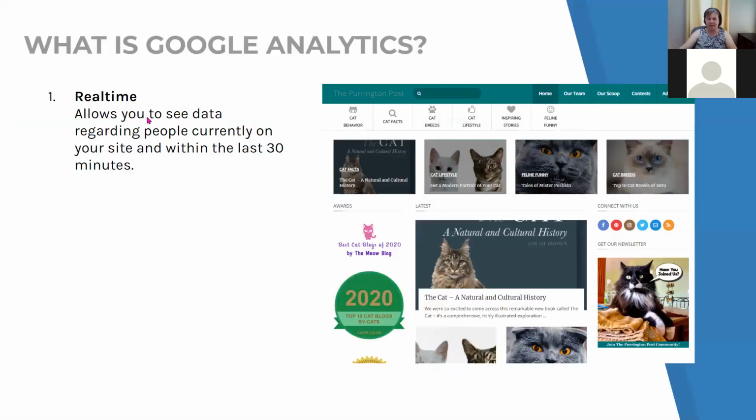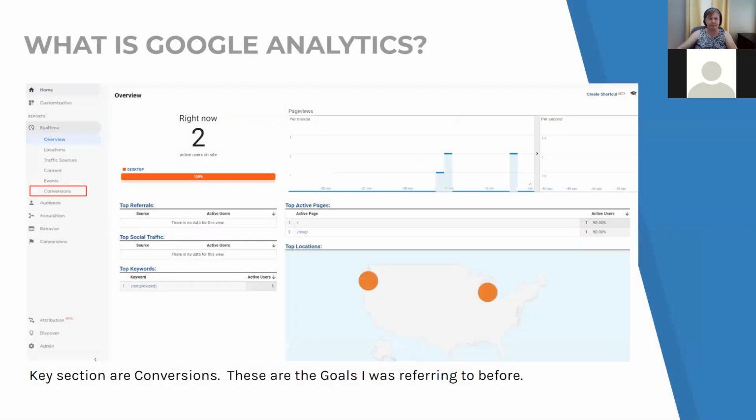So real-time data. We're using the Purrington Post as our sample website that we're pretending we're monitoring today. Real-time data allows you to see people that are actively on your site right now or within the last 30 minutes. Let's say you were running a particular campaign, like a nonprofit running a telethon, and you want to see how many people are coming to your website. You would go into the real-time area.